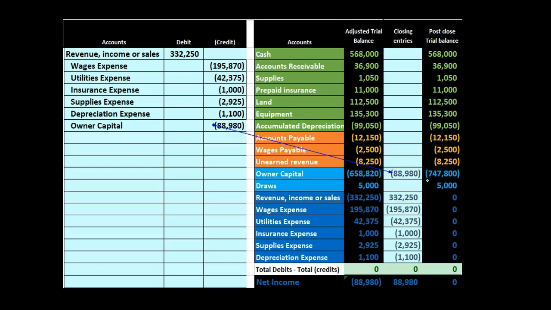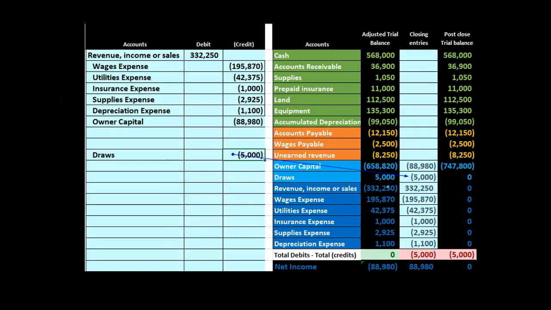Now we're left with just one temporary account, that being the draws account. It's not an income statement account, not affecting net income, but it is temporary, goes up with time, and needs to be reset at the end of the time period. That will be our second journal entry.